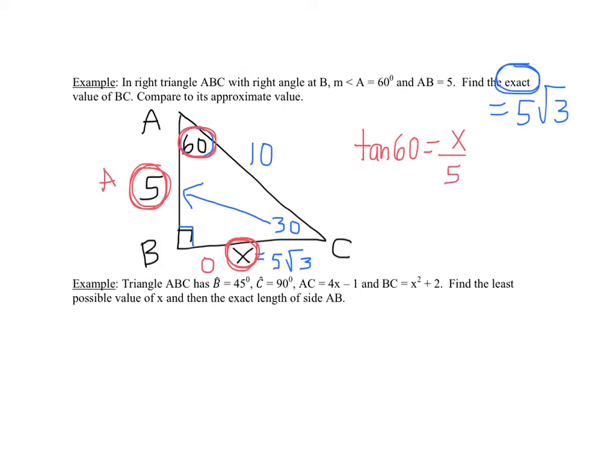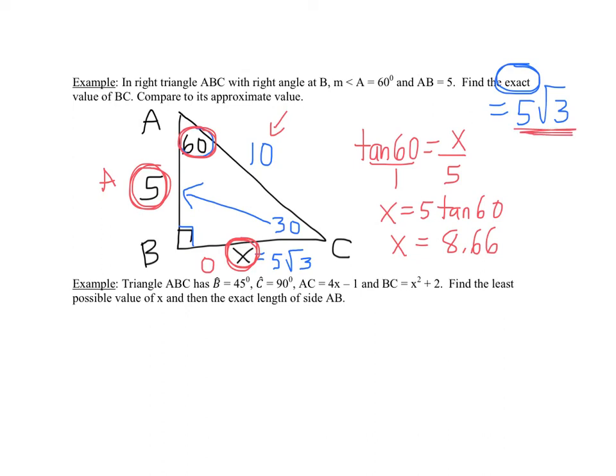We could have used a different trig function knowing that the hypotenuse is 10, but let's pretend we didn't know that, and we're only dealing with the x and the 5. So from here I could put this over 1 and cross multiply. So again, make sure you are in radian mode. If we do 5 times the tangent of 60, you're going to get 8.66. That's an approximate value.